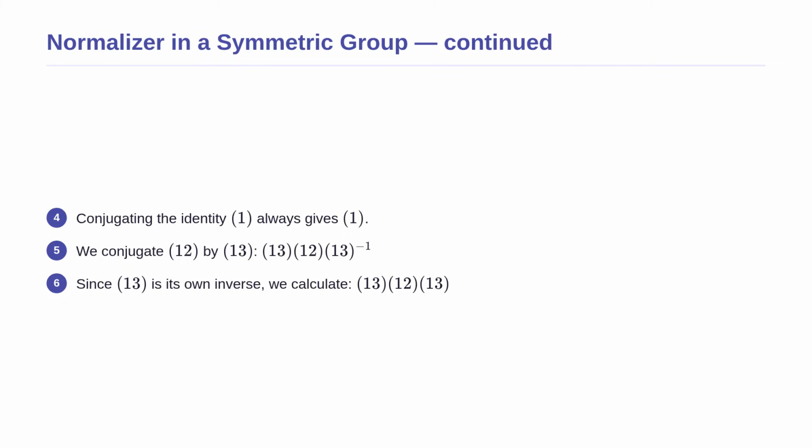Continuing our calculation, we know conjugating the identity element always gives the identity. So the real test is conjugating the swap of 1 and 2. We multiply the 3 permutations together from right to left. Starting from the right, 1 goes to 3, the middle leaves 3 alone, and the left sends 3 to 1. Tracking all the numbers carefully through each permutation, we find that the final result of this conjugation is the permutation that swaps 2 and 3. We must now compare this to our original set.